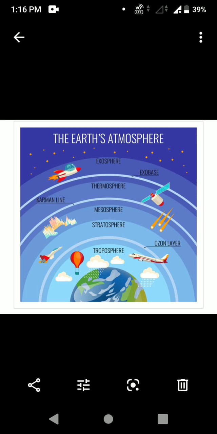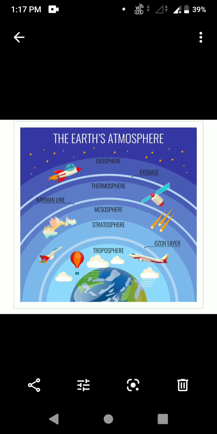How many kilometers does this layer extend? From 8 kilometers at the poles up to 18 kilometers at the equator. So, towards the poles 8 kilometers and towards the equator 18 kilometers. In this troposphere, the temperature decreases with increasing height. Almost all weather phenomena take place in this layer. Okay, so it is called the weather making layer.